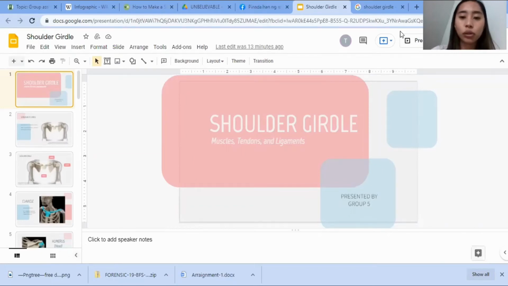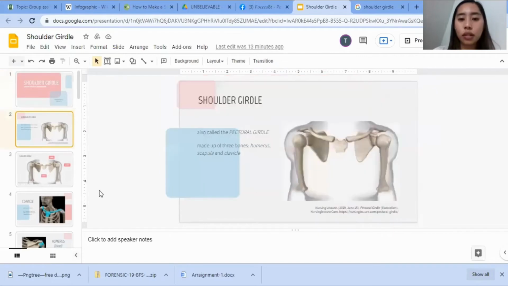As we all know, the shoulder girdle or pectoral girdle is the set of bones in the appendicular skeleton which connects to the arm on each side, and it consists of the clavicle, scapula, and the humerus. It is important for us to move our shoulder, and in this picture we can see the whole picture of this shoulder girdle, which is also called the pectoral girdle.